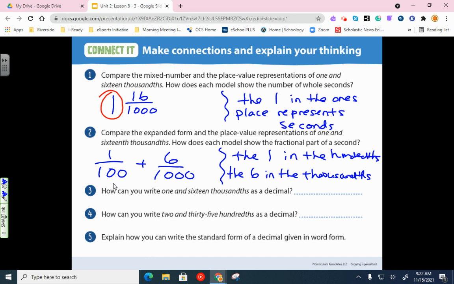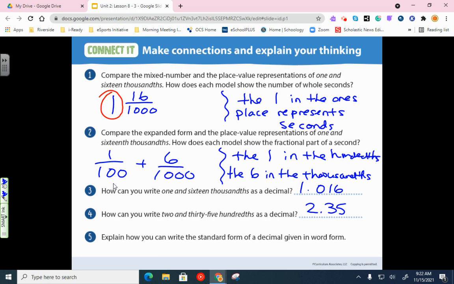How can you write 1 and 16 thousandths as a decimal? Well, we've already been doing that. 1 and 16 thousandths. How do you write 2 and 35 hundredths as a decimal? You write it just like that. Explain how you can write the standard form of a decimal given in word form.